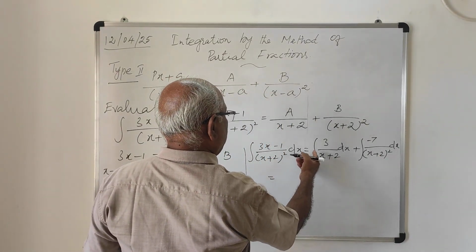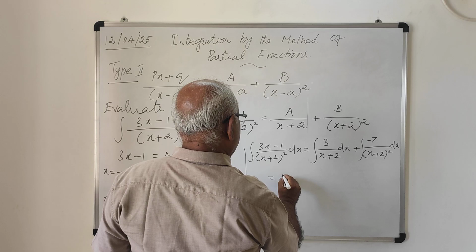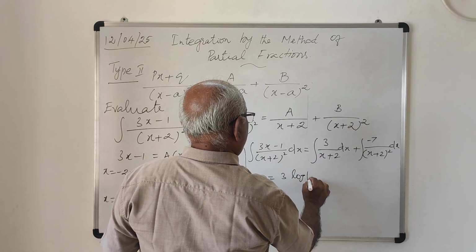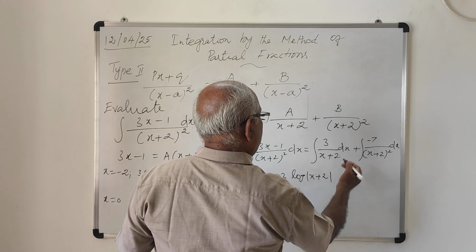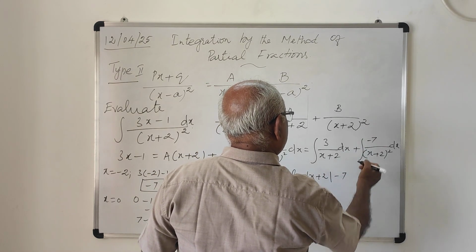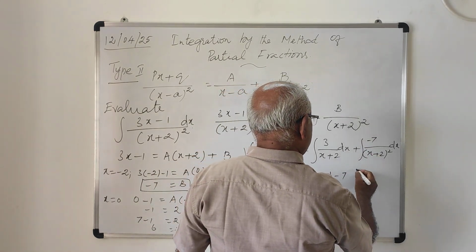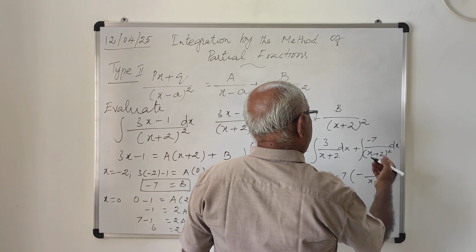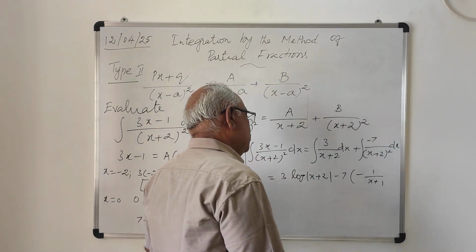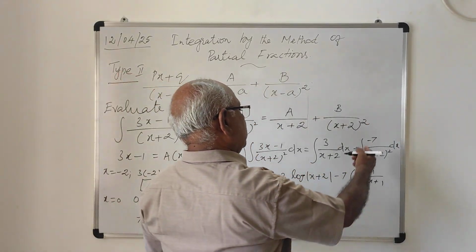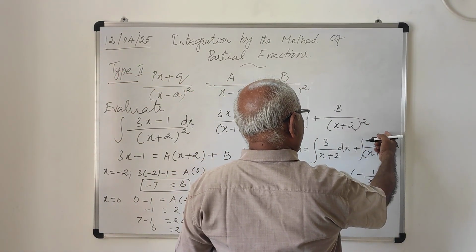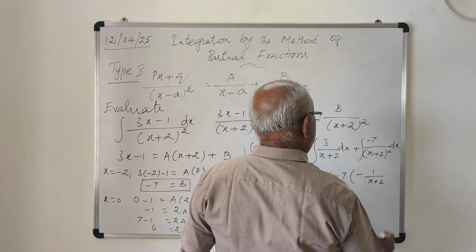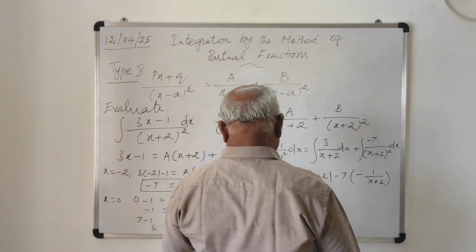Now, the integral of 1 by x plus 2: if you take 3 common, 1 by x plus 2 integrates to log of x plus 2. And taking minus 7 outside, 1 by x plus 2 whole square is x plus 2 power minus 2, so by the power formula, minus 2 plus 1 by minus 2 plus 1, which is minus 1 by x plus 2.